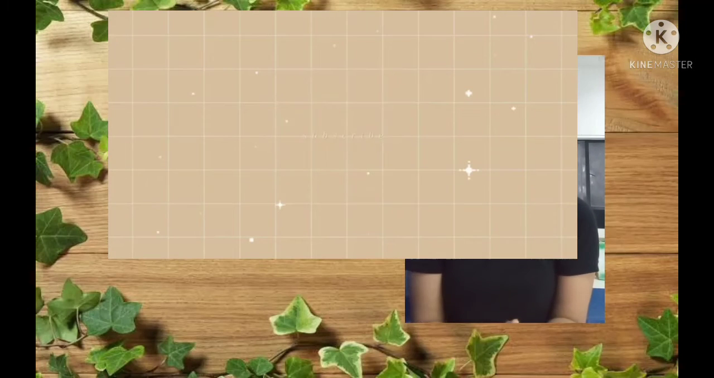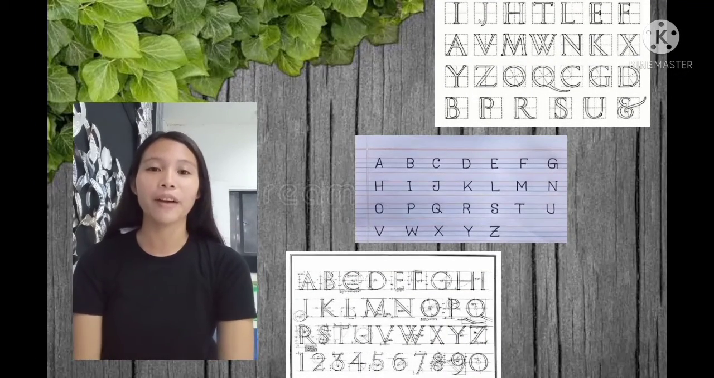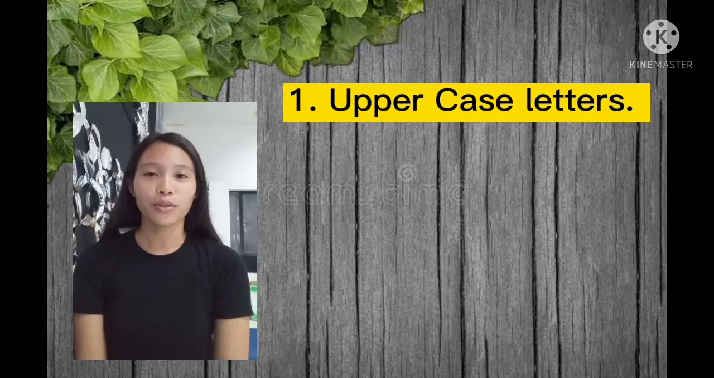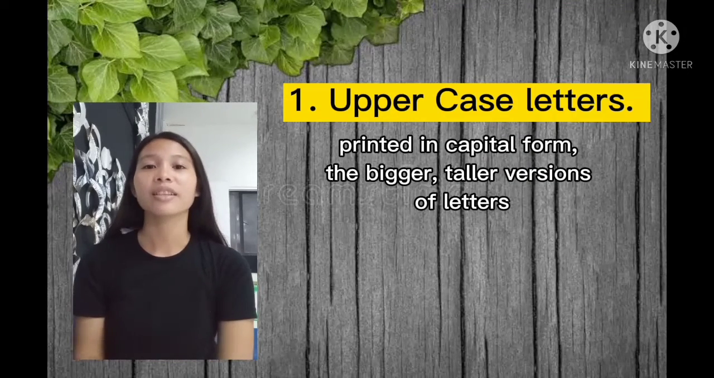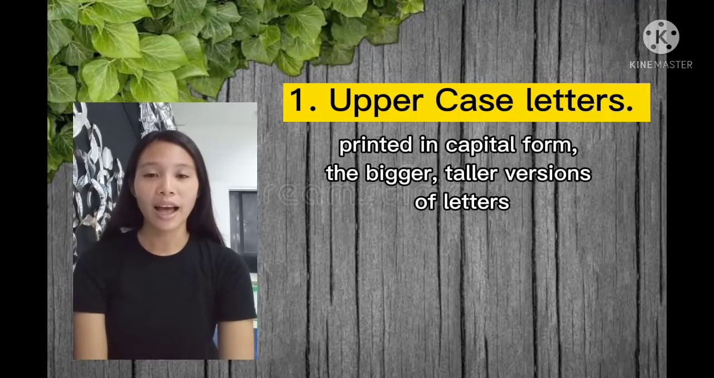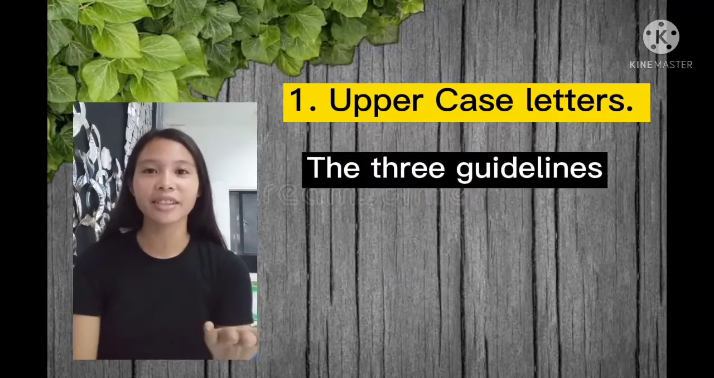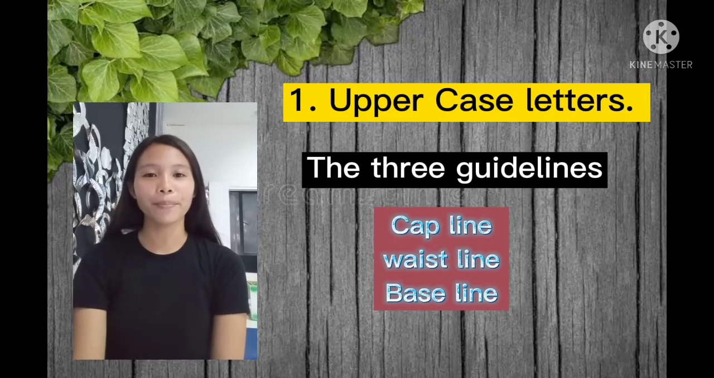Okay, let's proceed to the rules of stability of letters. This refers to the standard rules to be considered in printing the letters, particularly on the following. Number one is the uppercase letters. These are the letters which are printed in capital form, the bigger, the taller version of letters. Uppercase letters can also be called capitals. These are the three guidelines: cap line, waistline, and baseline. For example, this one.